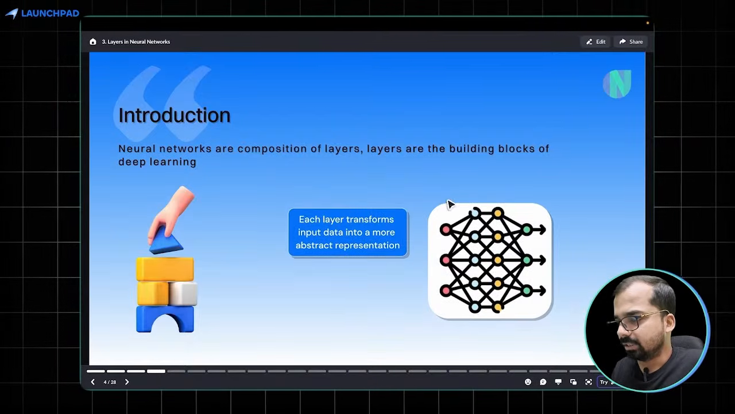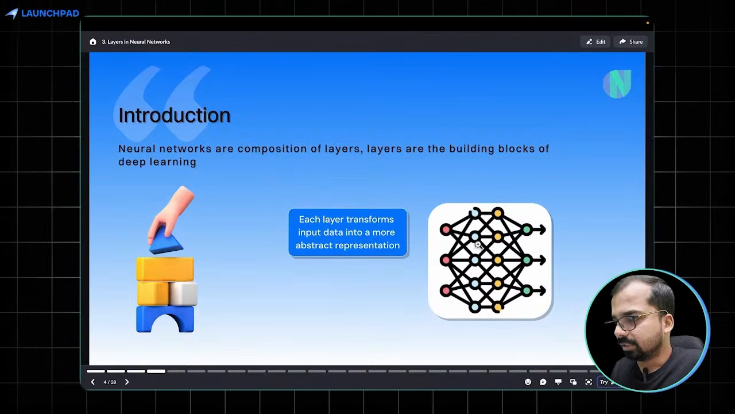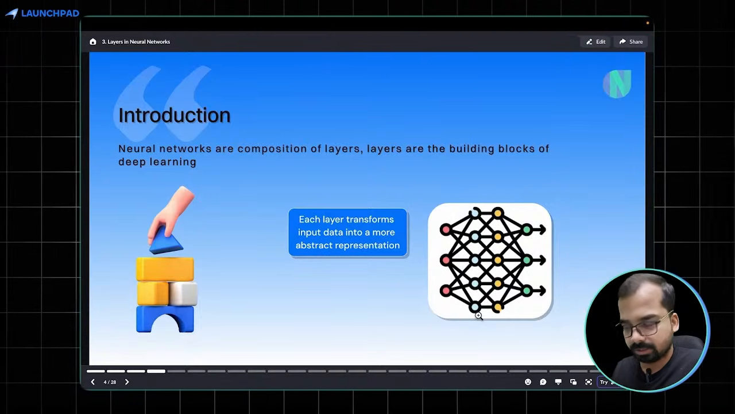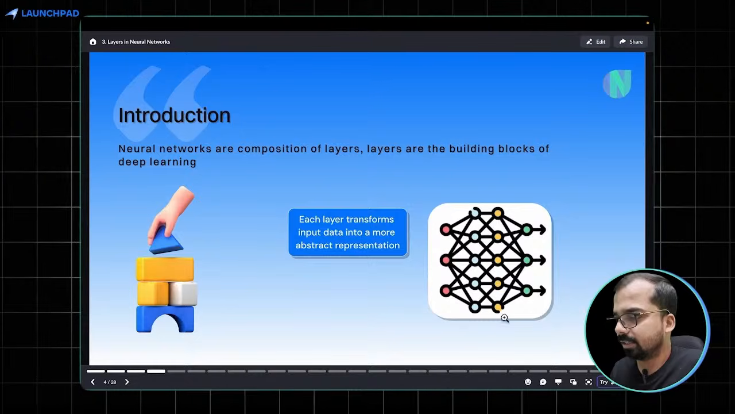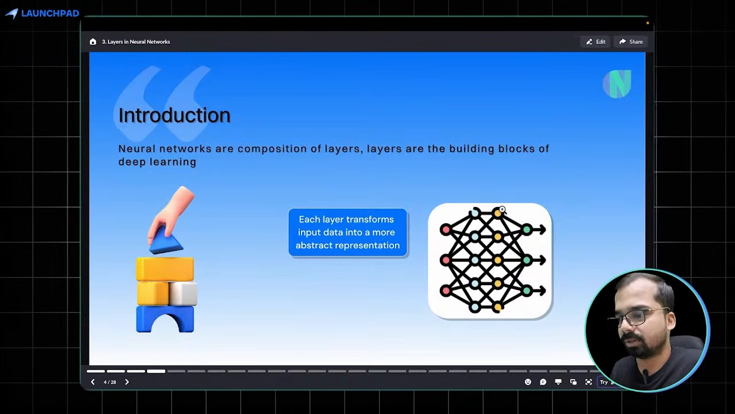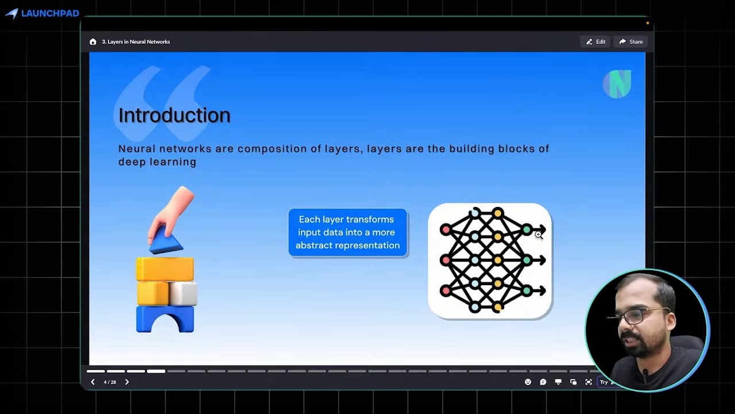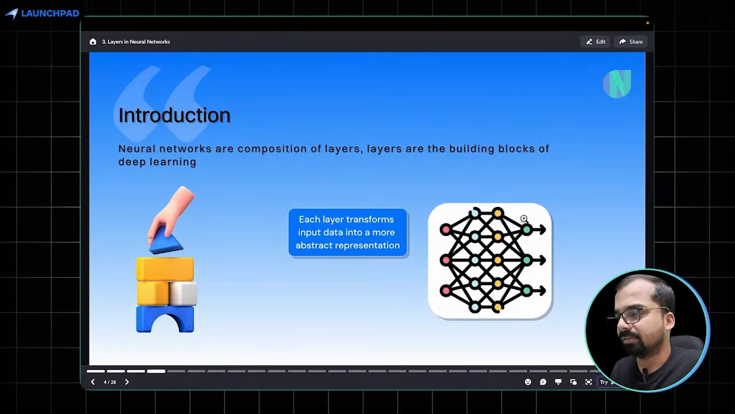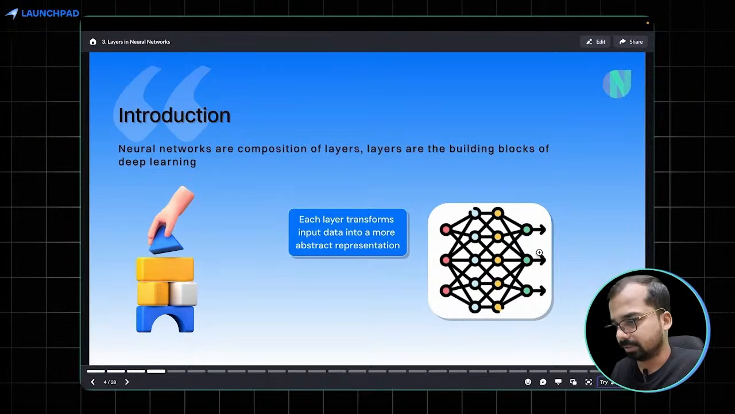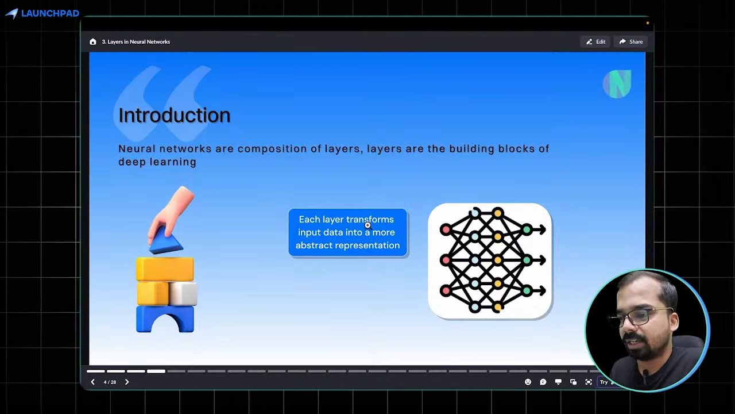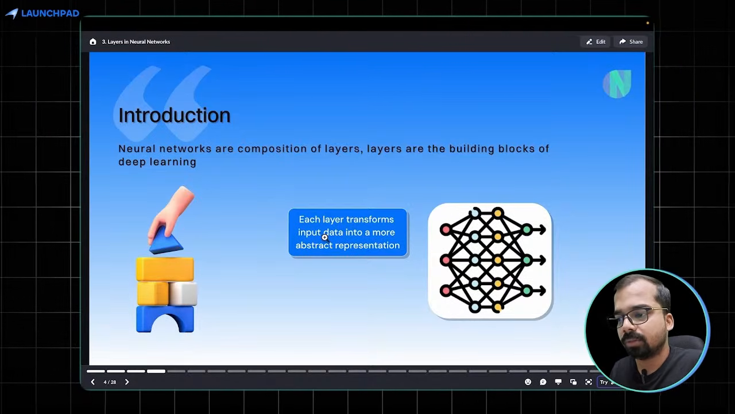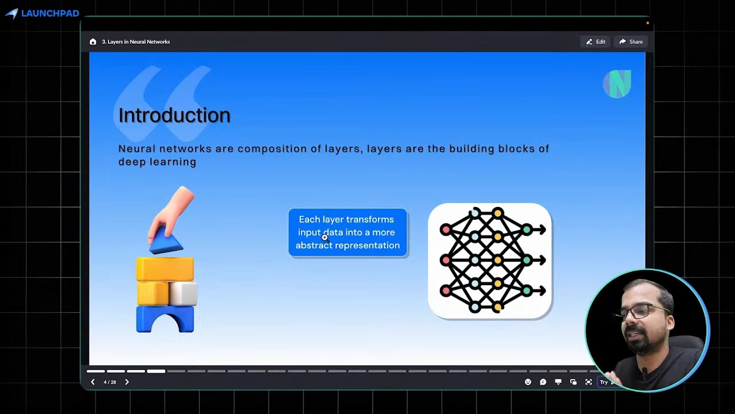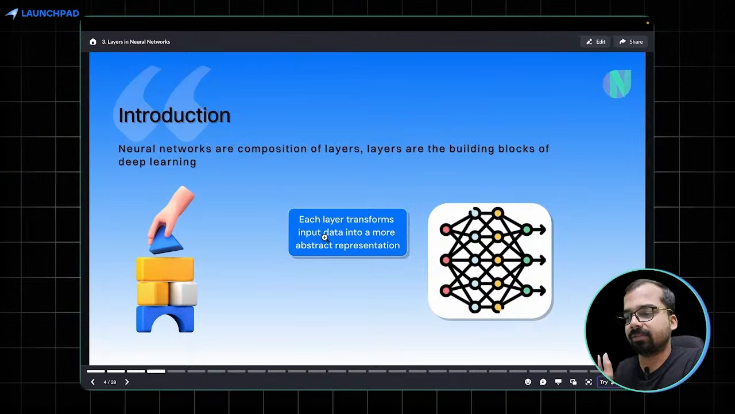So if you see in this diagram, this entire vertical section of blue perceptrons arranged, right? This entire section of yellow perceptrons arranged, these green perceptrons arranged, these red perceptrons arranged. They are actually different layers of the neural network, and each layer transforms the input data into a more abstract representation. Basically, in a different dimension, it tries to transform the input data.